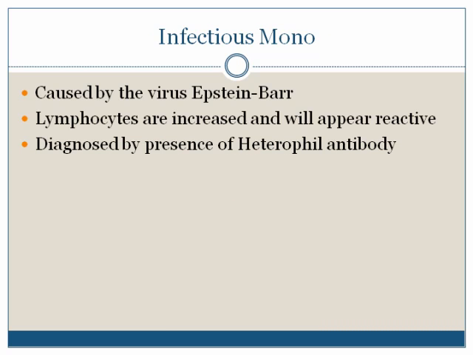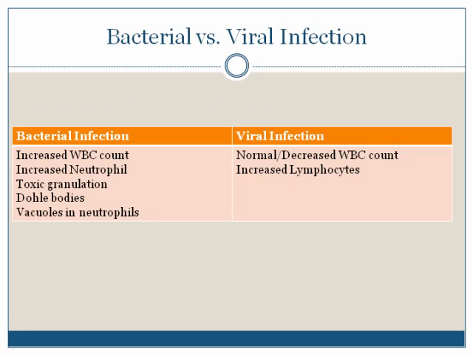For monocytes, our next disorder is infectious mononucleosis. This is caused by the Epstein-Barr virus. Lymphocytes are what is affected here. They are the primary cell that gets affected. They become reactive, so that's where we see those big variant or reactive lymphs. We diagnose this in a lab using a kit looking for the presence of heterophil antibody.